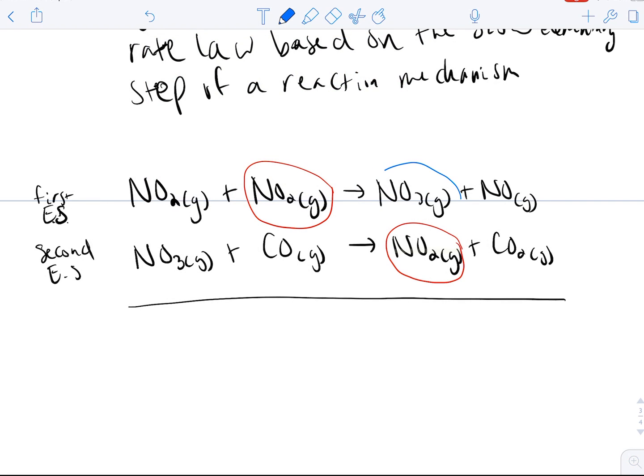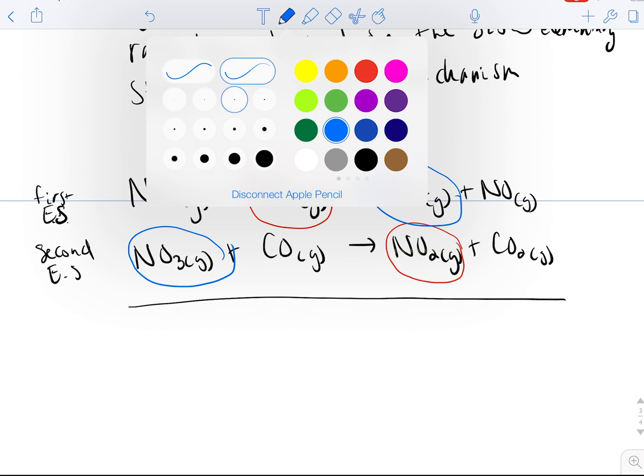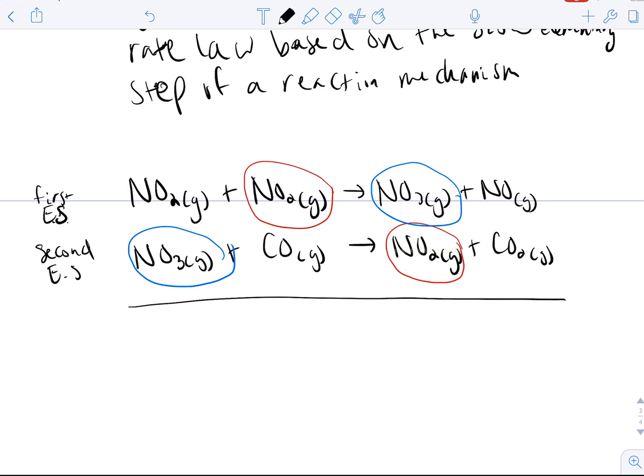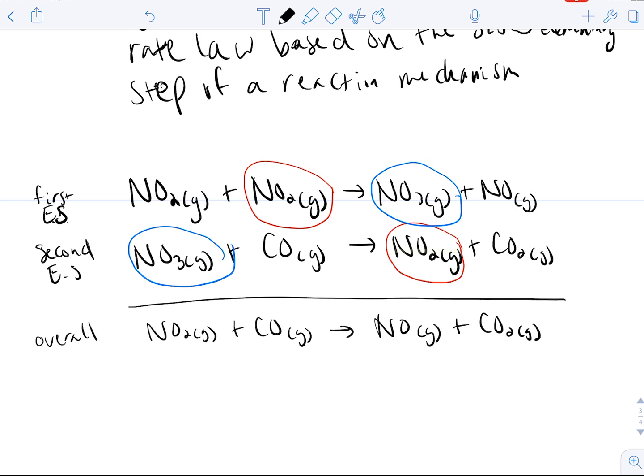This right here cancels out this. And then we have everything else. Nothing else cancels out. So overall, what we generally would see is NO2 gas plus CO gas reacts to produce NO gas plus CO2 gas. And this overall reaction does not show the full picture, right? Our elementary steps show us our full picture.